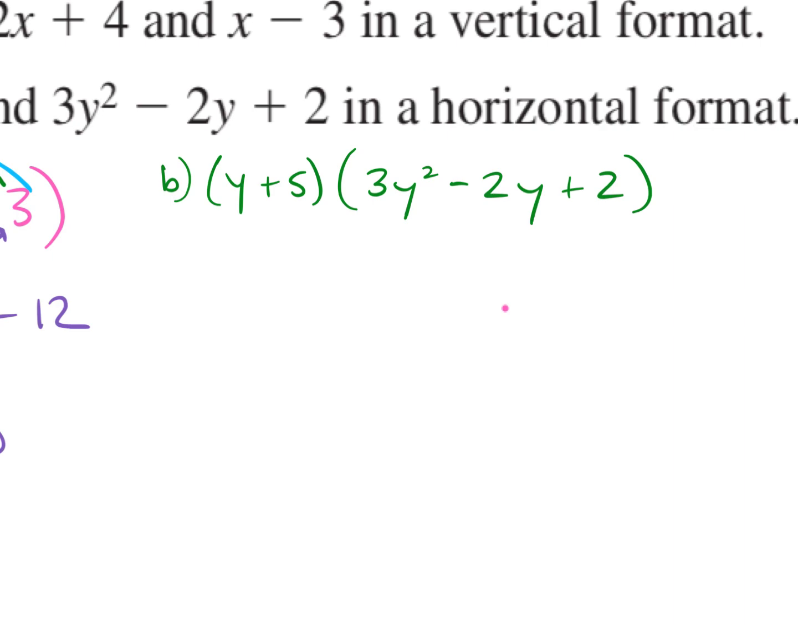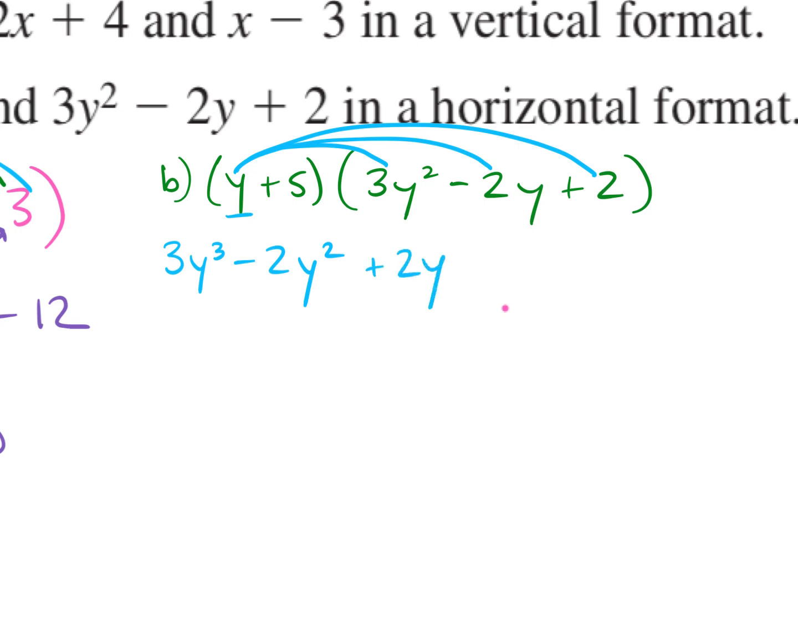So we just have to make sure everything in our first parentheses gets multiplied to everything in the second. So starting with the y. What is y times 3y squared? 3y to the third power. What is y times negative 2y? Negative 2y squared. And y times 2? 2y.